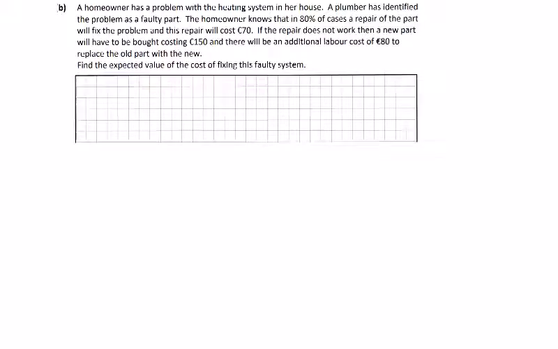Part B. A homeowner has a problem with a heating system. A plumber has identified the problem as a faulty part. The homeowner knows that in 80% of cases, a repair of the part will fix the problem, and this will cost 70. So in 80% of the cases, it's going to cost you 70. If the repair does not work, a new part will have to be bought, costing 150, and there will be an additional labor cost of 80 to replace the old part with the new.